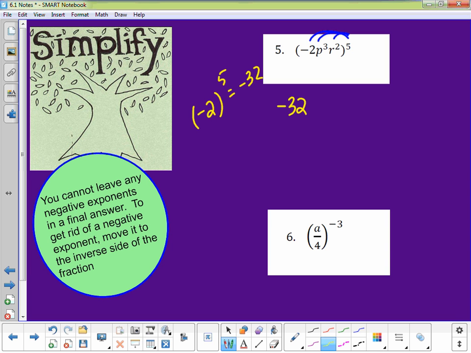Then I have p to the 3rd to the 5th. I'm going to multiply my powers. 3 times 5 is 15, so that's p to the 15th. Then I also have r to the 2nd to the 5th. 2 times 5 is 10, so that's r to the 10th. I have all my variables only one time. I have no negative exponents. Again, a negative coefficient is fine, just not a negative power. And I have no parentheses left. So that is my final answer.